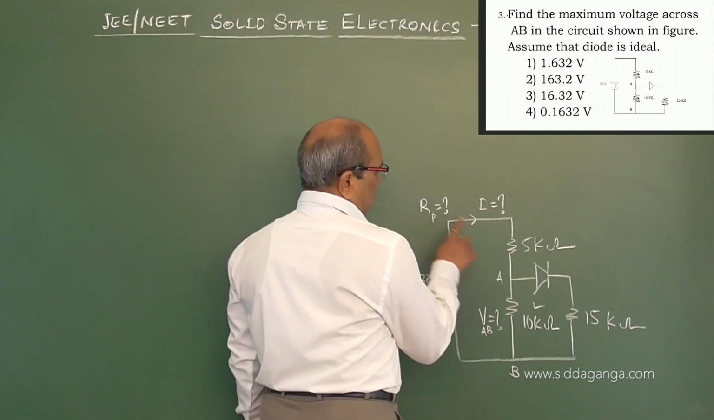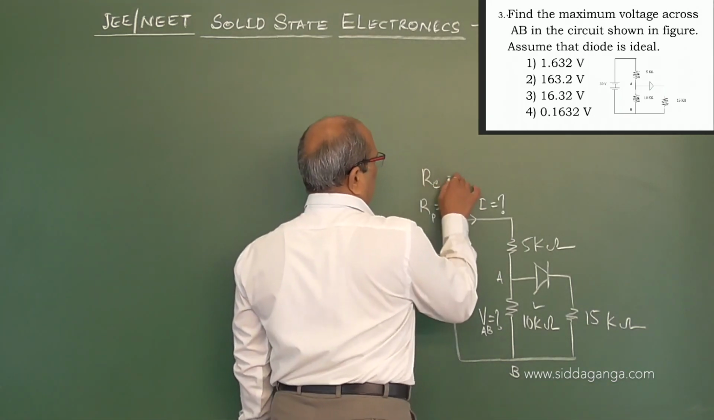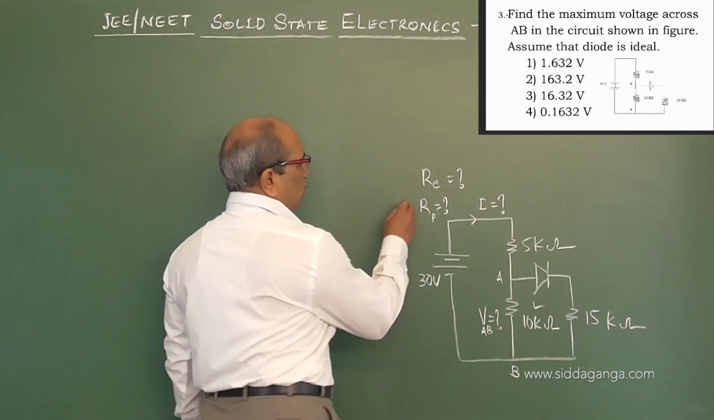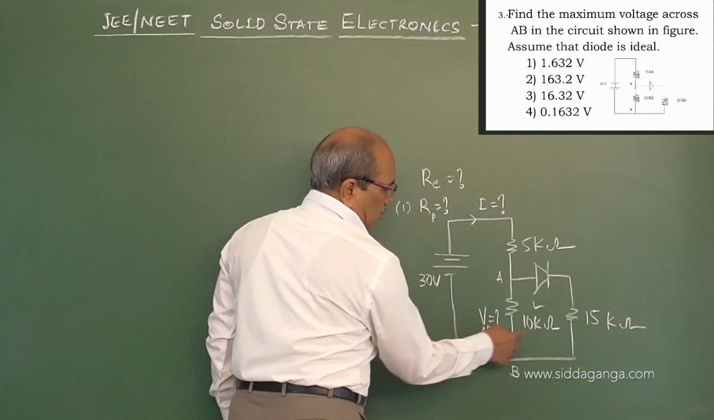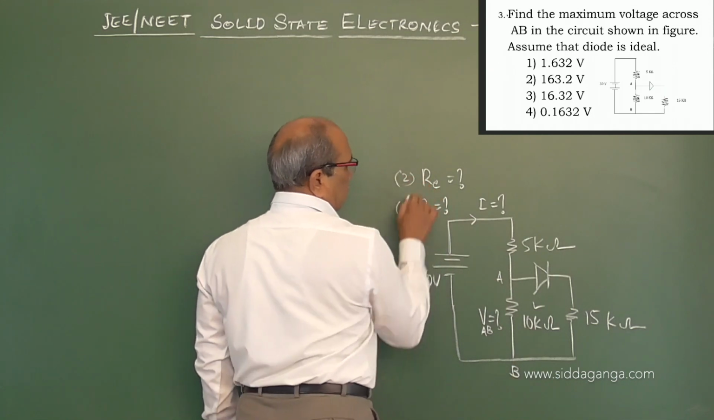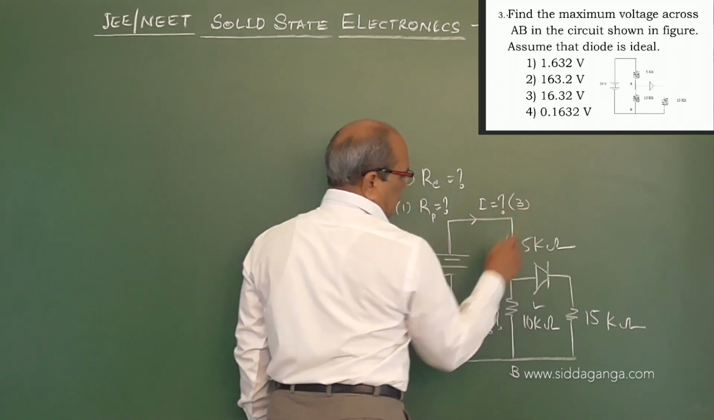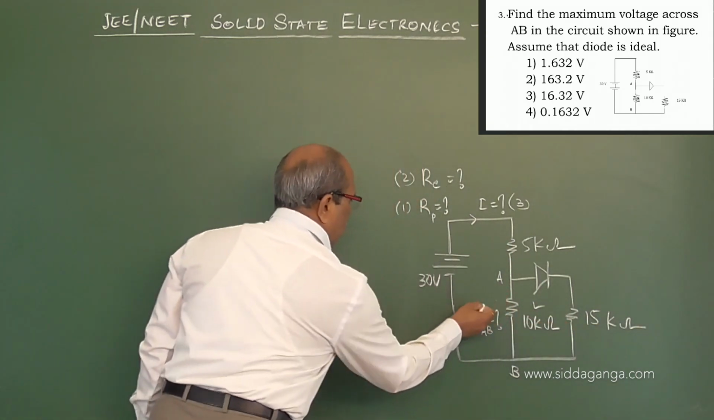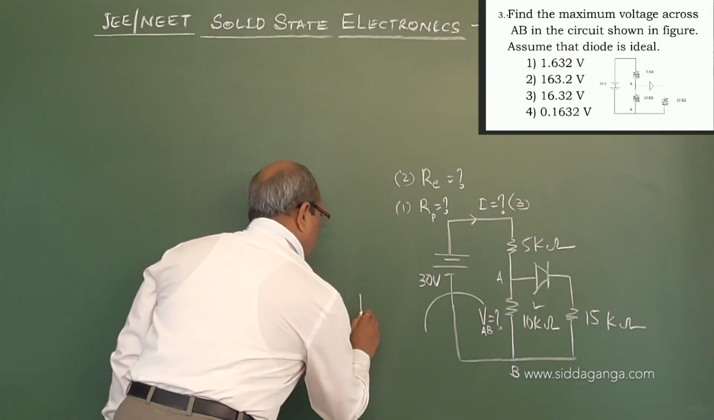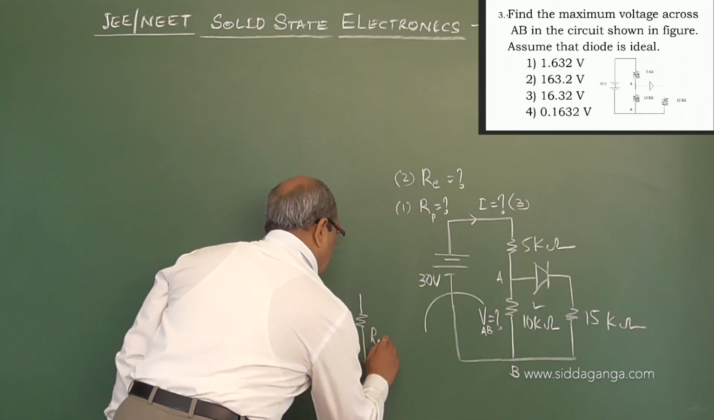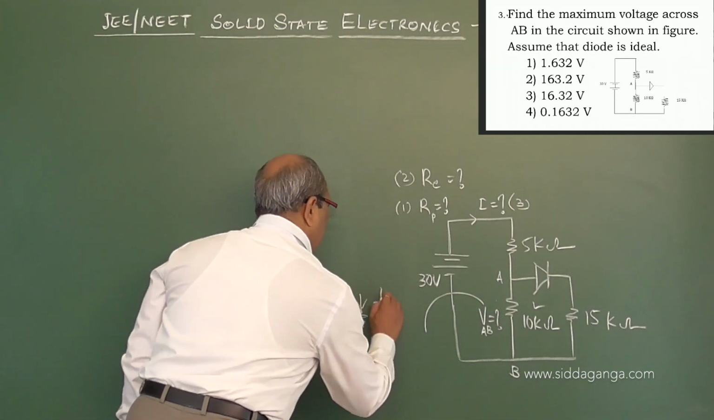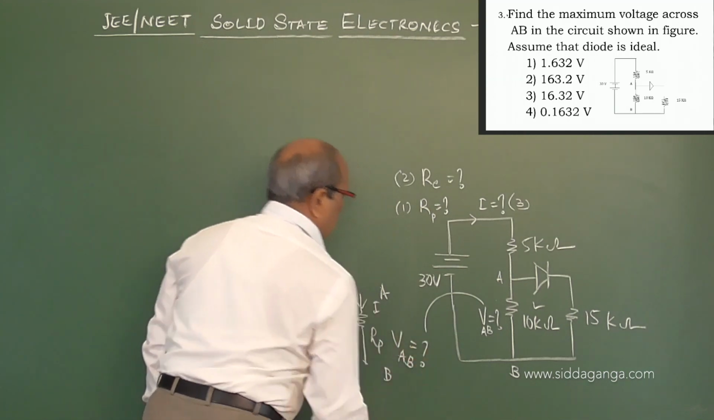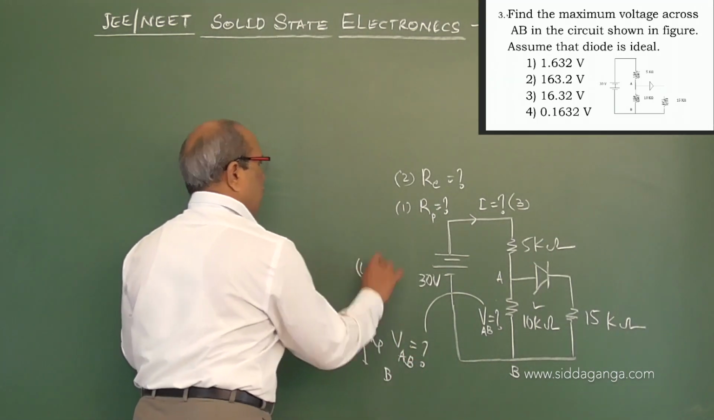If you know the effective resistance, that helps you find the current. First you have to find the parallel resistance, second the effective resistance, and third the main current. If I want the voltage across this, the effective parallel resistance into the main current becomes the voltage across AB. That's the final fourth step.